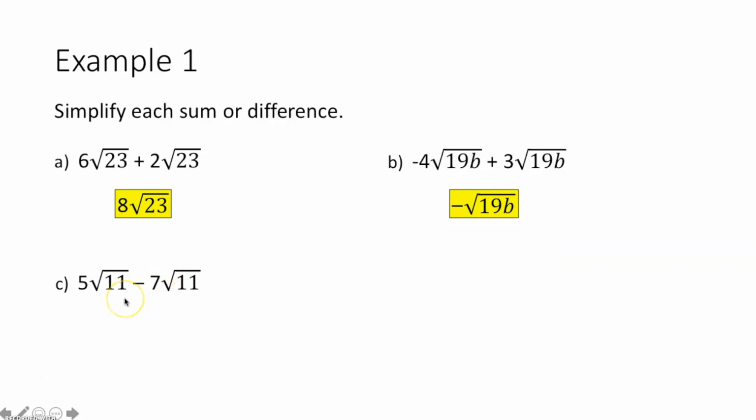Here, do we have like radicals? Yes, rad 11, perfect. So what we do then is we keep that radical and we combine the coefficients. So what is 5 minus 7? That's going to give you -2. So your answer is -2 rad 11.